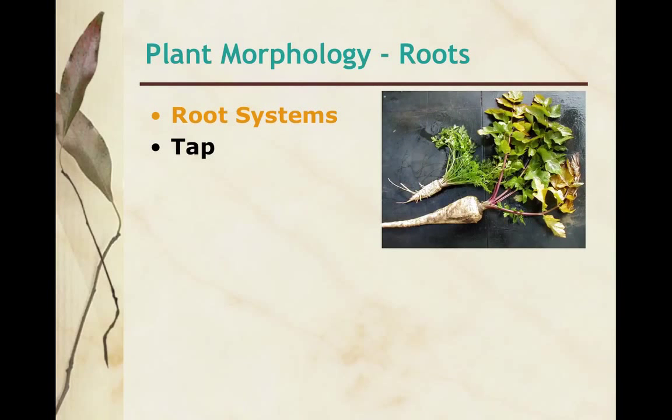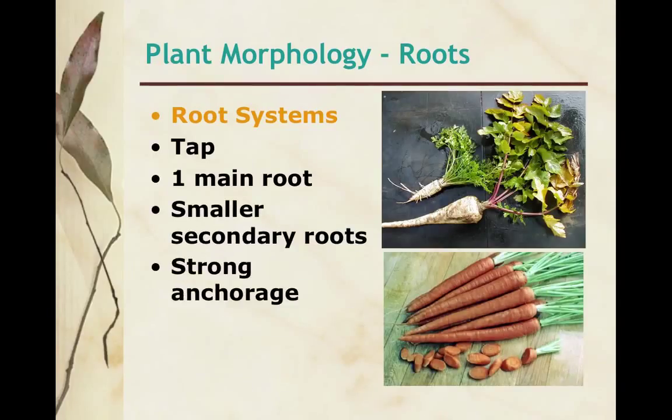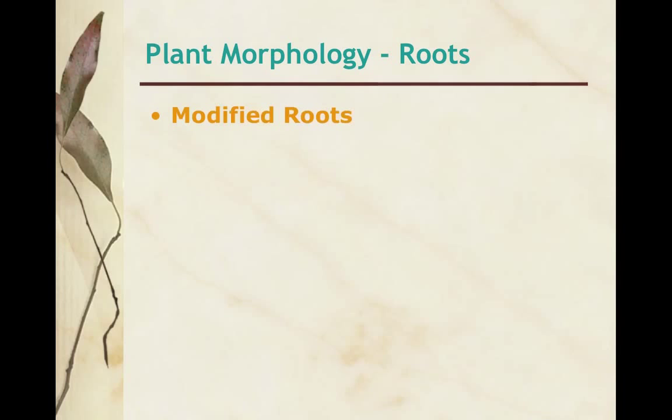And then the other type of root system is the taproot system. It has one main root, like a carrot, and then it has smaller lateral secondary roots, okay? And they have stronger anchorage, and they help absorb deep water. This is found in gymnosperms and dicots, okay?